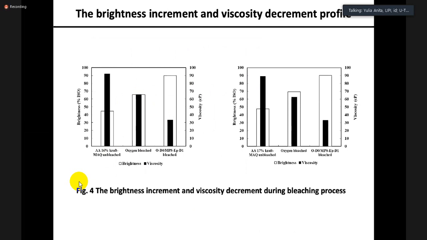So we further evaluated the brightness and viscosity effect using 2-MAQ with two active alkali levels. The left is active alkali 16% and the right is active alkali 17%. We see the tendency from unbleached pulp until final bleached pulp: the brightness is increased and viscosity decreased. This is the same tendency as with 17% active alkali.